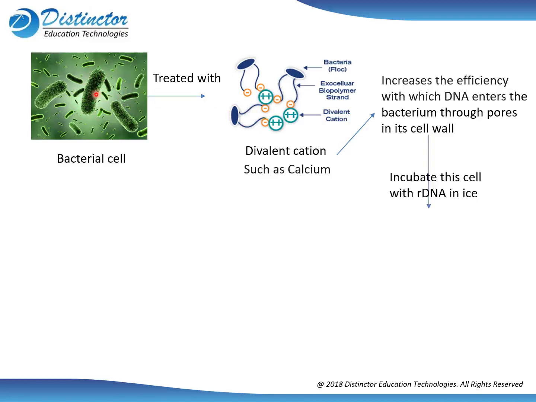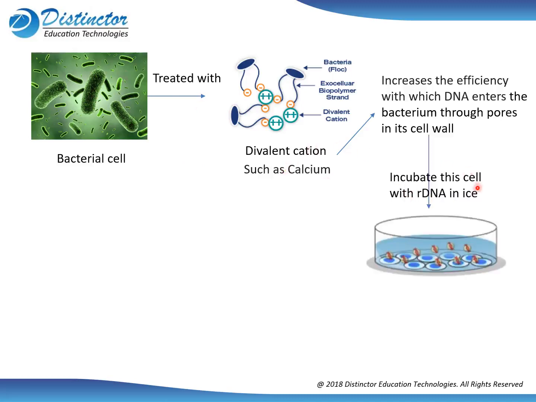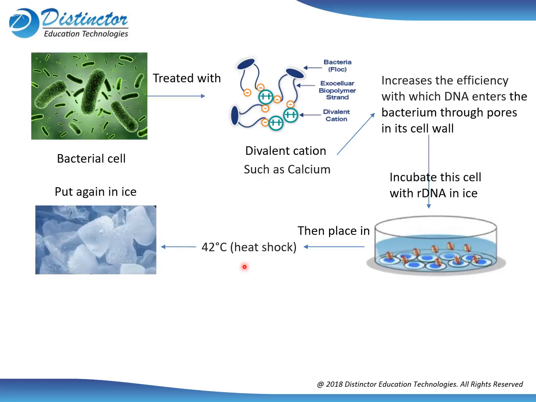So we are going to incubate this cell with the recombinant DNA in ice for a particular time. Then we are going to place it at 42 degrees Celsius. So we are going to give a heat shock, a sudden increase in the temperature. Then we are going to put it in the ice again. When we do this, we are able to make the bacterial cell take up the plasmid DNA, and that DNA can easily remain inside the cell. After the heat shock, when we put it back in ice, the cell wall is going to be sealed back.